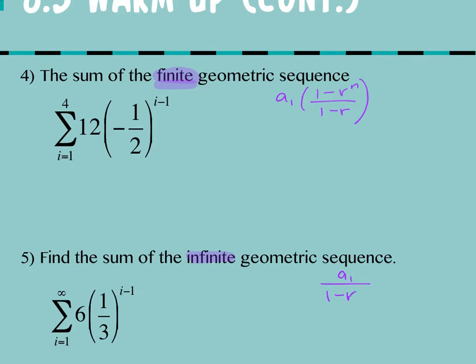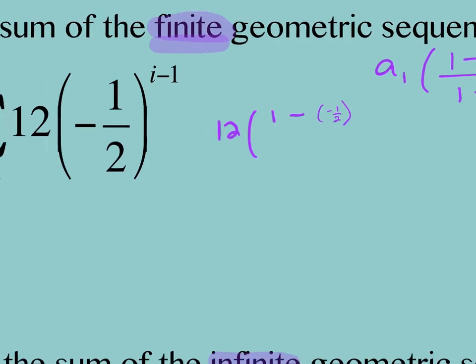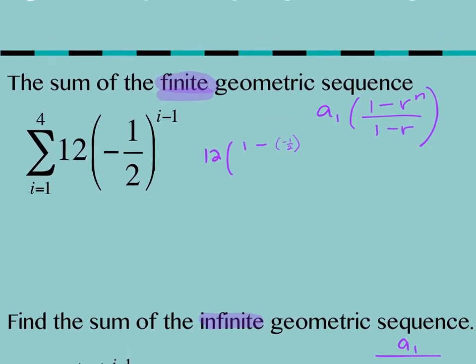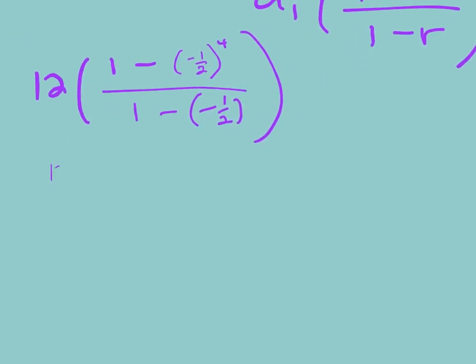So in number 4, I need A1, which is what? 12. The number not being raised to the power, right? Then I need 1 minus, what's r? Negative 1/2. Raised to the n, what's n this time? 4. Remember, if the bottom number is 1, then the top number is your n. So this would be to the 4th over 1 minus a negative 1/2. Then we simplify. So 12 times 1 minus negative 1/2 raised to the 4th is 1/16, over 1 minus a negative 1/2 becomes 1 plus 1/2.